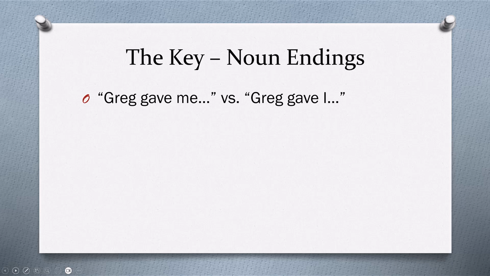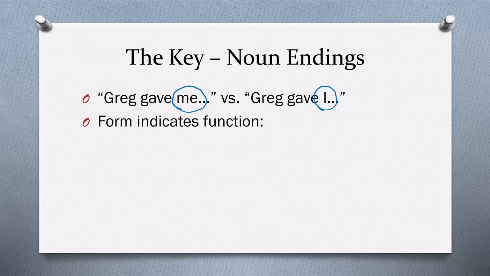Because we could say, Greg gave me his notebook. That works, but what doesn't work is to say something like, Greg gave I his notebook. So the pronouns me and I are referring to the same person, but they form differently based on how they're being used in the sentence. And that's because form indicates function. This is true for English and Greek.